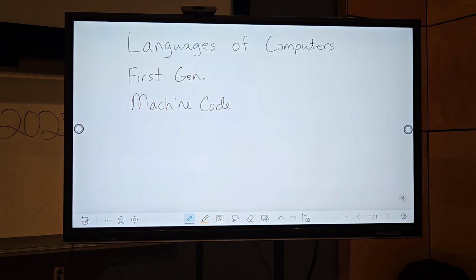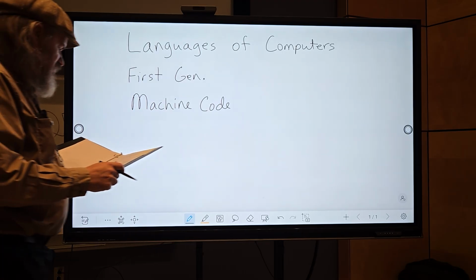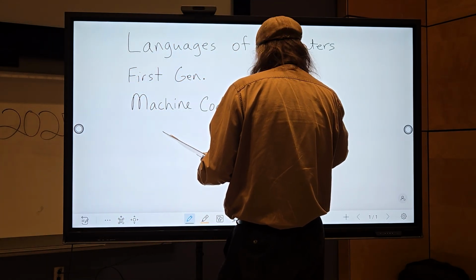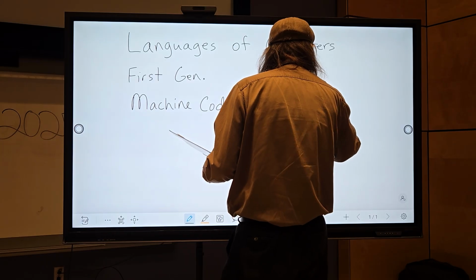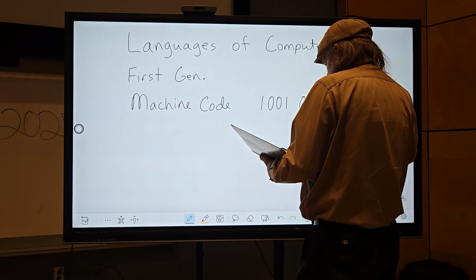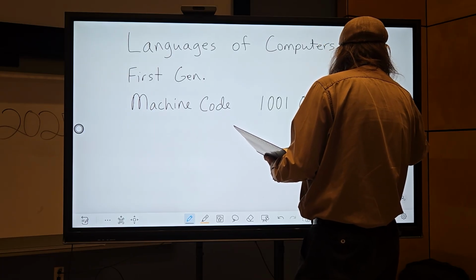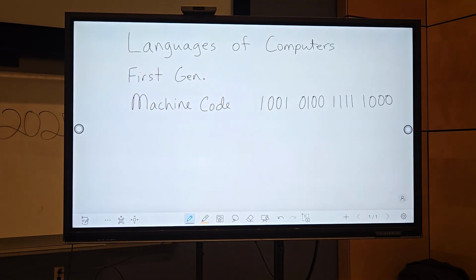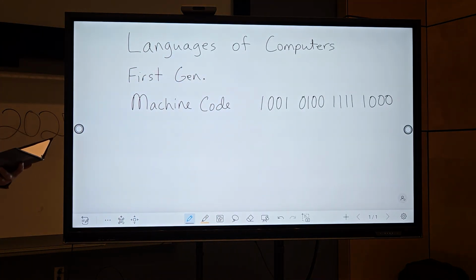I copied down some machine code from a processor that I use. For example, this is the machine code command to disable global interrupts in that processor.